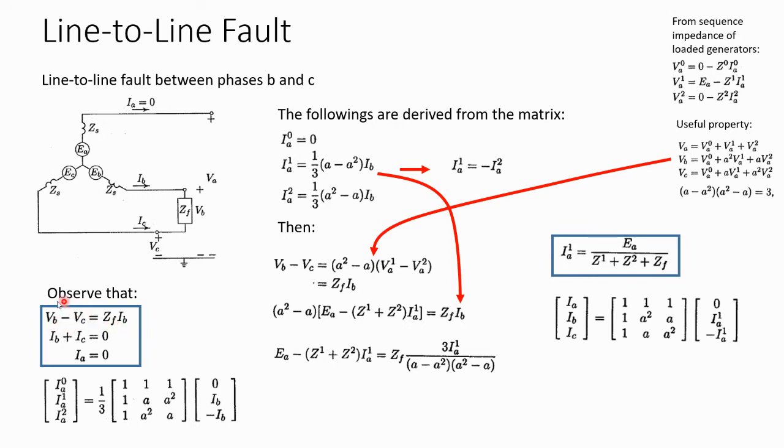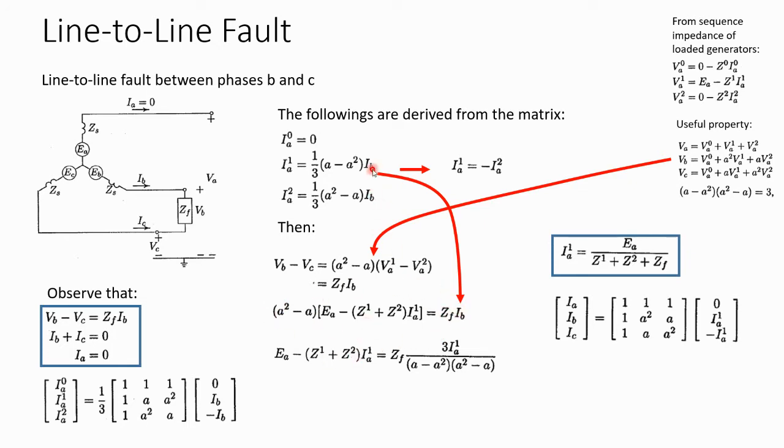And because we have this VB minus VC, instead of writing VB minus VC, we can write these expressions minus these expressions. And if we simplify the subtractions, it will look like this. And of course, this is equal to ZF IB. We also know this from the analysis of the unbalanced generator. And we can go ahead and substitute the expressions of VA1 and VA2 into here and simplify them further. And this is what we will get.